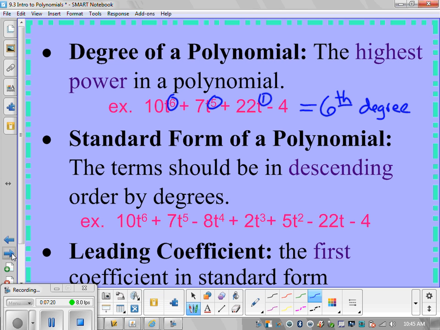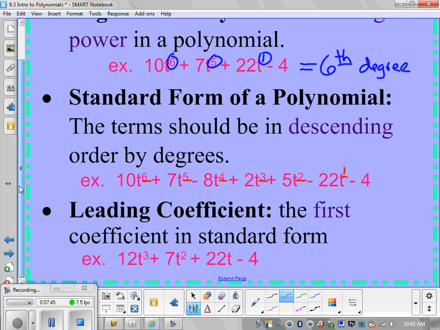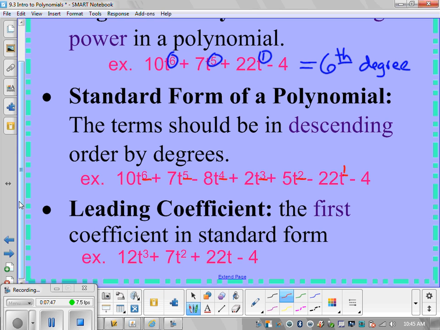If I ask you to write a polynomial in standard form, that means all your terms should be listed in descending order by degrees. What I mean by that is your exponents are going down in decreasing order. The exponents go from 6 to 5 to 4 to 3 to 2 to 1. You won't always have every degree represented, but they should be in order from greatest all the way down to least. The constant on the end, the minus 4, is always the last term.